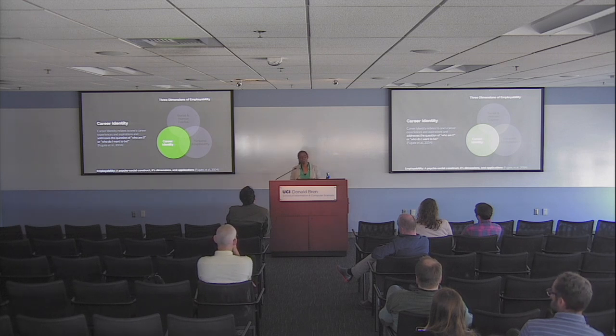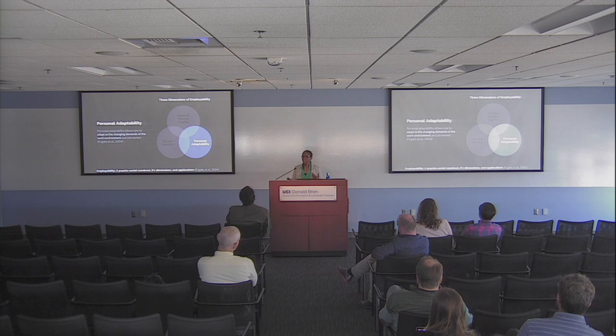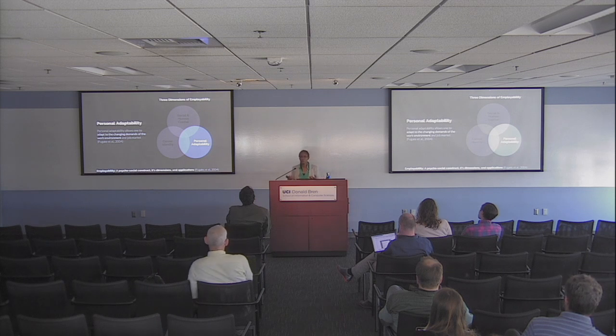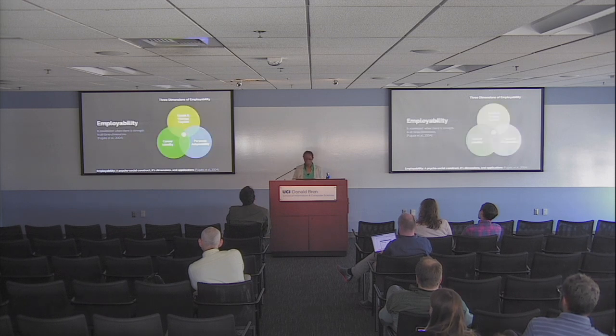Whereas career identity answers the question of who am I or who do I want to be, personal adaptability provides the answer to how do I go about getting there. Personal adaptability allows us to adapt to the changing demands of the work environment. Individuals who embody personal adaptability have a high propensity to learn, and they're open to changing environments. We can take, for example, people who are working part-time, maybe taking some of the massive open online courses so that they can get ahead or transition to new fields in some cases. So in essence, employability is maximized when there's strength in all three of these dimensions.